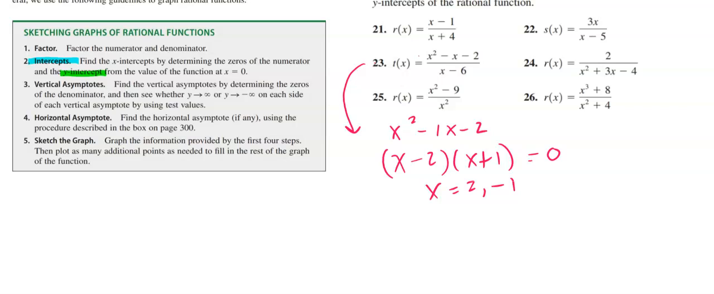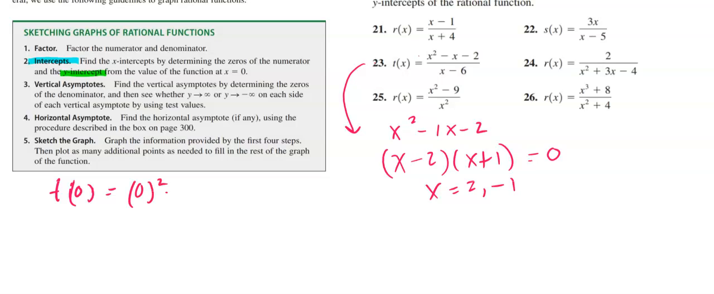Okay, we found the x-intercepts. Let's find the y-intercept. For the y-intercept, we're going to set the function at x equals 0. Looking at x squared minus x minus 2, every time we see an x, we're going to replace that with a 0. And that'll give us 0 squared.